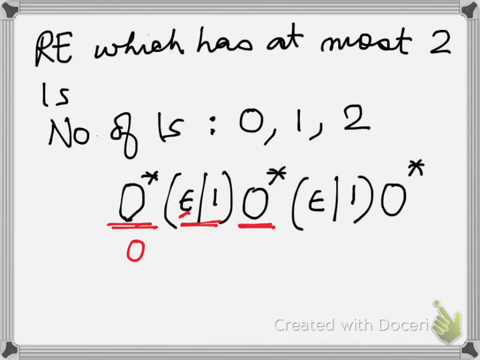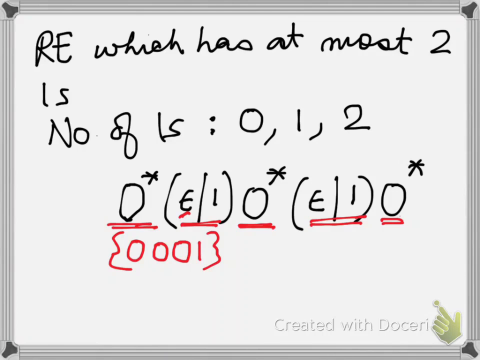So again I say I will give 2 zeros here. Then I reach the second epsilon or 1. So there I pick the 1. And then here this is 0 star, zero or more times 0, so I don't pick anything. So this is a string that contains a single 1. So this is valid. Let us take another example.